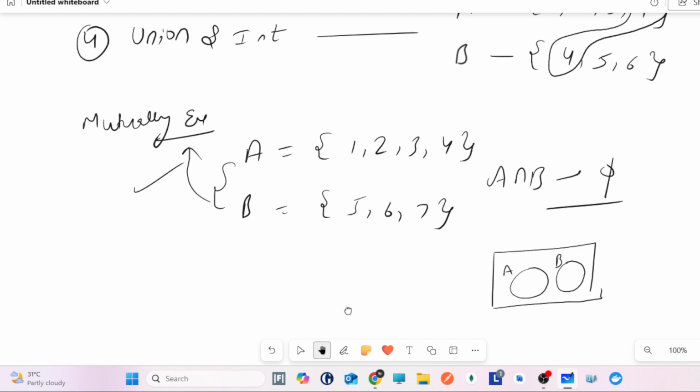So let's move further and talk about independent and dependent events. Then we will discuss the additive rule.